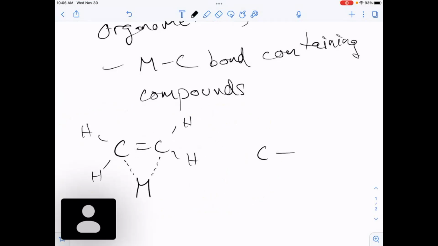You might see it shown as this. In terms of what's going on, these are almost kind of equivalent notations for describing the bonding interactions that are really happening. The metal is interacting with both carbons, and as a result, that carbon-carbon double bond is going to be weakened.